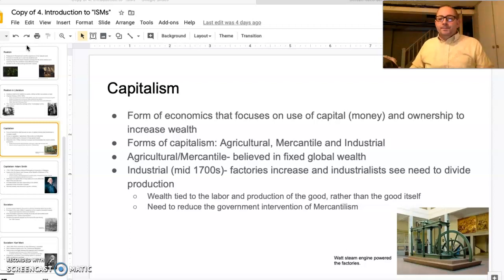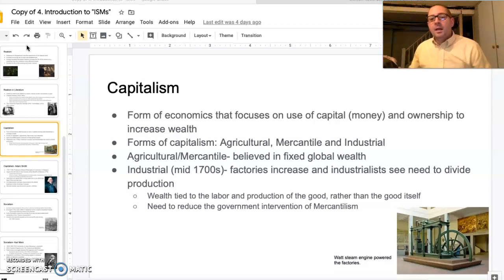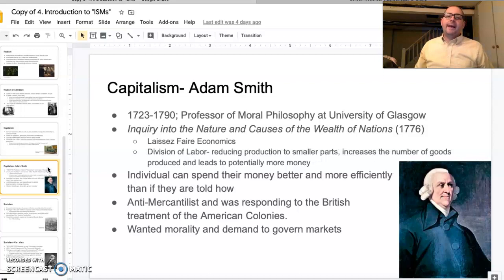Industrial capitalism changes. Industrial capitalism looks at the idea that there is an unlimited amount of wealth in the world, and you can use owning the factories and the modes of production to maximize your wealth. So wealth is tied to the labor and the production, not necessarily the material. In order to make more money, you need to reduce government costs, right? So this is anti-mercantilism. And a person who is probably most famous for this is Adam Smith. Adam Smith is a philosopher in the mid 18th century who writes about the rise of industrial capitalism. He very famously talks about the division of labor, and he gives an example of the pin.